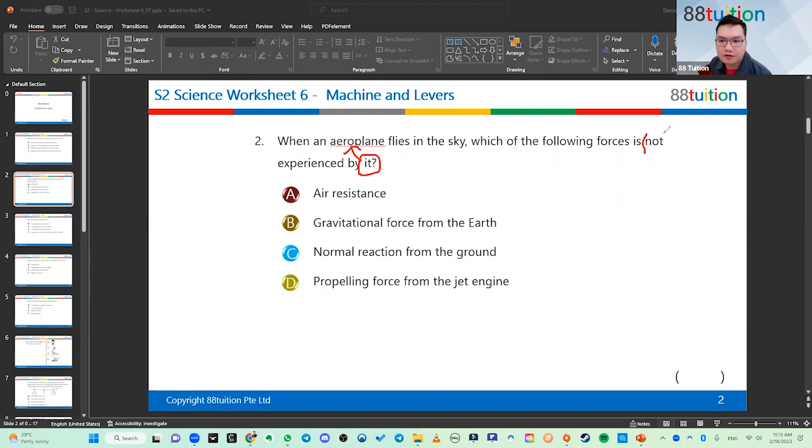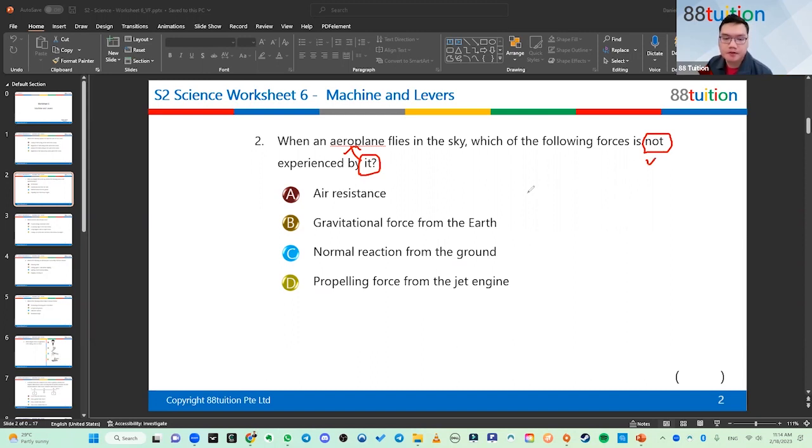Not. The word is not. Every time you see the word not, you need to circle, because not can change the meaning of the whole question. The word not, the word only. These are keywords. So which of the following is not experienced by it?